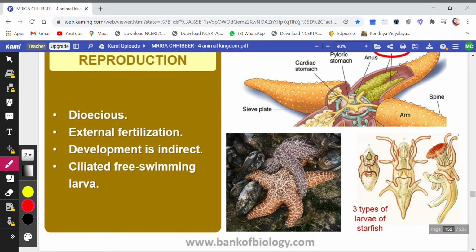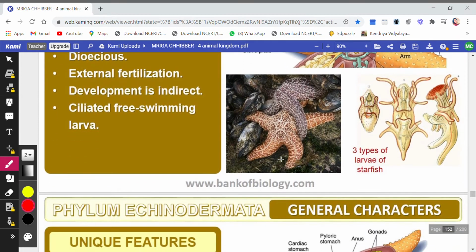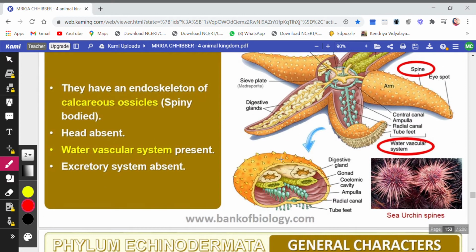Dioecious, that is sexes are separate, that means unisexual. Fertilization is external. Development is indirect. Ciliated, free swimming. As you see, there are cilia present all over the body, and these cilia help them to swim. So they are free swimming larvae, ciliated free swimming larvae.